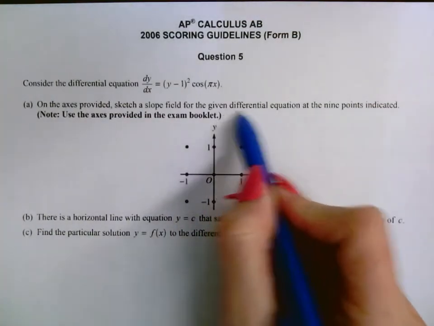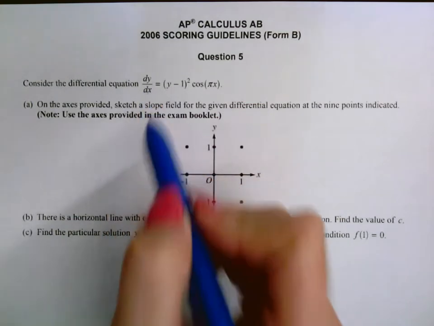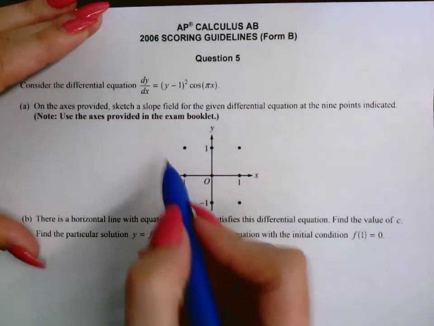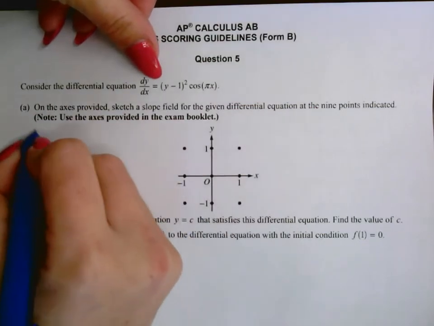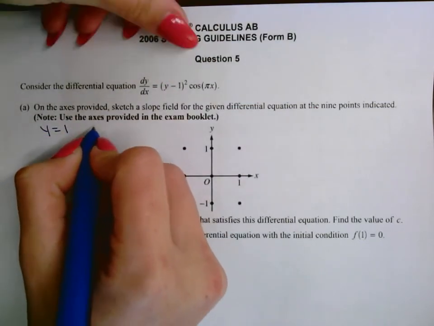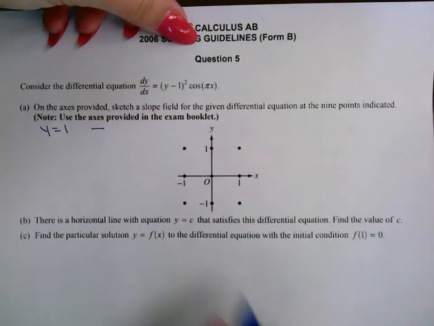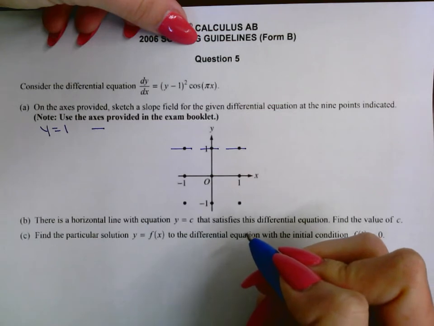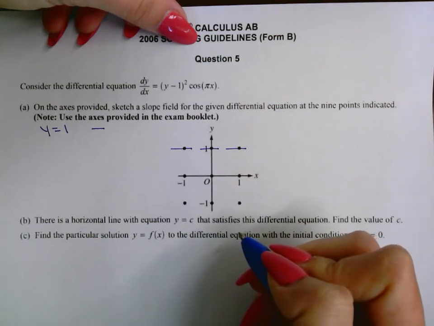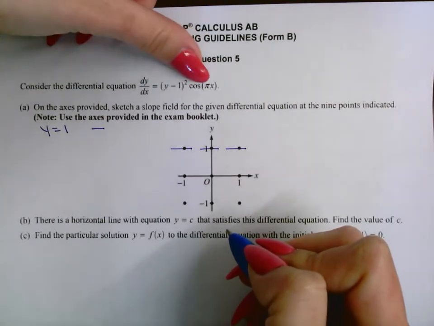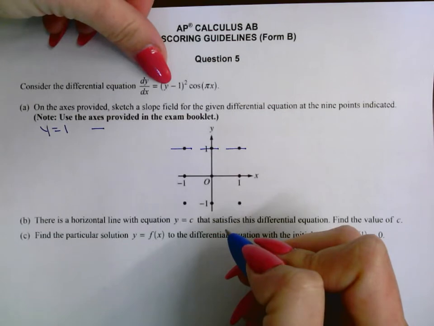Anytime they say the word differential equation, we are talking about the dy/dx, the first derivative. So the easiest one to see here is that when y is 1, this is going to be 0, which makes all of my slopes 0. Now, when x is 0, what is cosine of 0? 1, so it'll be 1 times whatever I'm working with here.